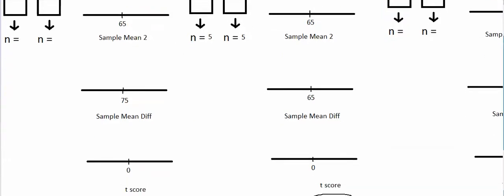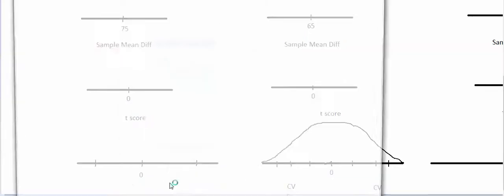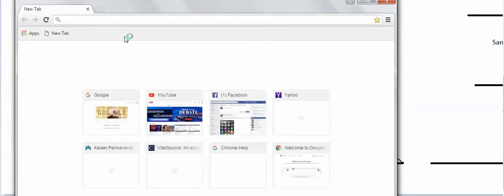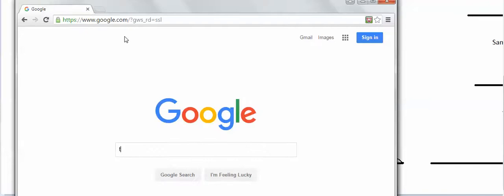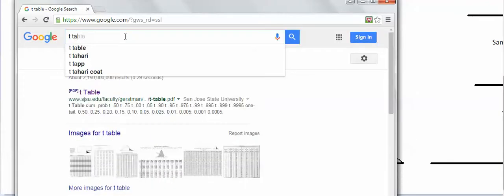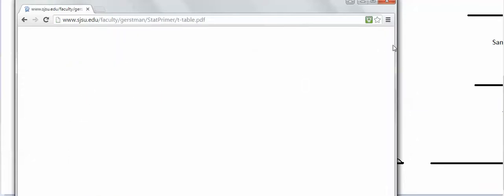Now we'll have you go down here and mark off the critical values. To be able to find out what the critical values are, we have to go to a t-table. I can put a t-table online, but if we go to Google right here, we can type in t-table, and it's this one we saw in class.